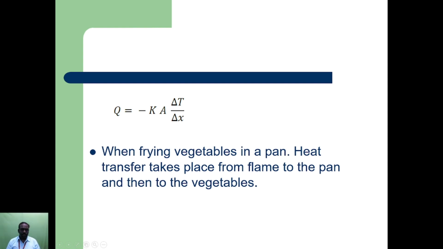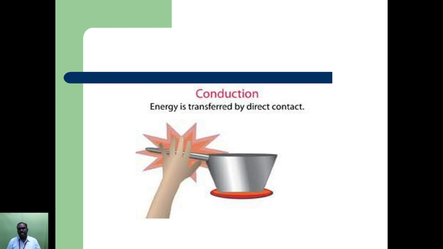For example, when frying vegetables in a pan, heat transfer takes place from the flame to the pan and then to the vegetables, adding energy in the mode of conduction. That is the example we have seen already: the pan is heated, supplied with a large amount of energy. We use the pan handle by direct contact. Conduction means direct contact transfer of energy. Already there are two concepts, insulator and conductor. Conduction transfers more energy by using thermal materials.